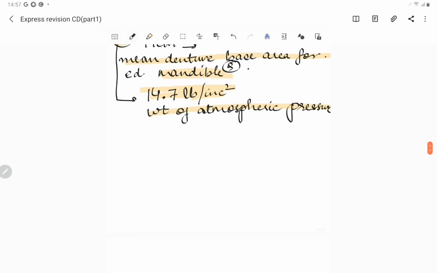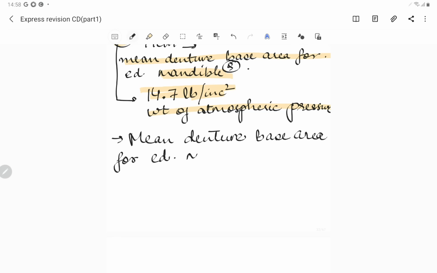What about the mean denture base area for edentulous maxilla? It is 24. See, very easy to remember, 24 centimeter square. So for the mandible it is 14 and for maxilla it is 24.